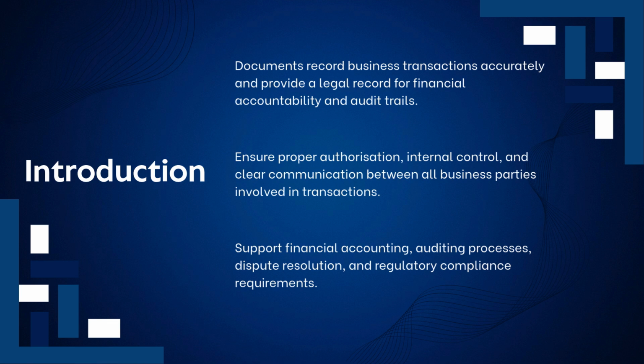What they do is ensure proper authorization, internal controls, and clear communication between all business parties involved in transactions. It's a system, it's a chain of transactions. If you start from a purchase requisition, then it moves to purchase order, then you receive the delivery note, followed by the invoice. So it's a chain, and it can also be used for authorization purposes. When we look at the purchase requisition form, it acts as a control, a permission in order to enter into a specific transaction.